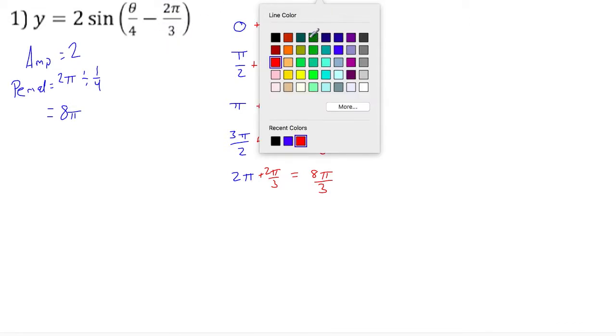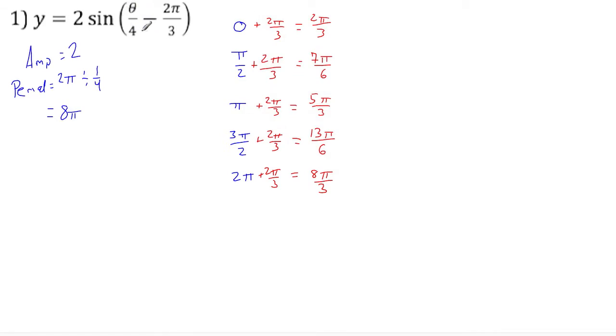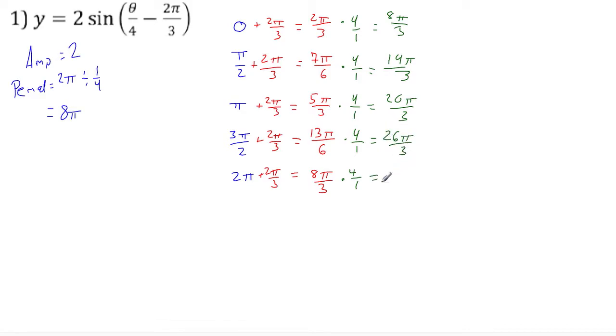And next up, I need to undo this divided by 4. So if I take theta and divide it by 4, I need to take all these values and multiply by 4 over 1. I'm doing the inverse operation for all of these. And so when I multiply 2 pi over 3 by 4, I get 8 pi over 3. Here, this reduces, so I actually get 14 pi over 3. Here, when I multiply, I'm going to get 20 pi over 3. This reduces again, so I get 26 pi over 3. This reduces again, and so I get 32 pi over 3.